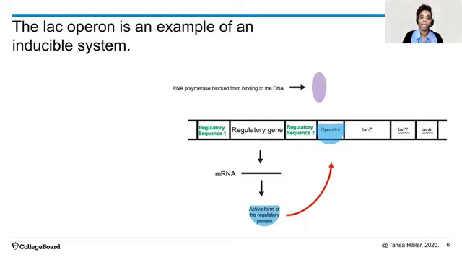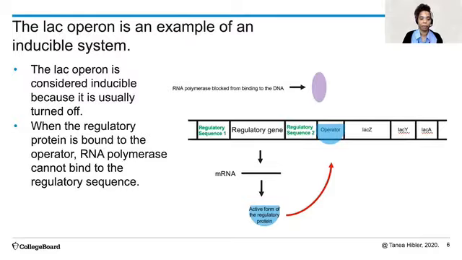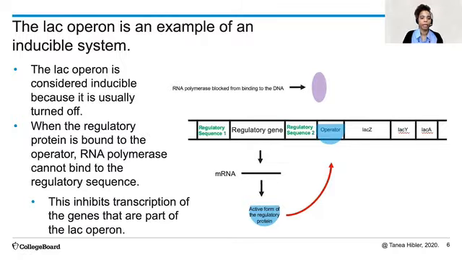The lac operon is an example of an inducible operon. It's considered to be inducible because it's usually turned off. When the regulatory protein is bound to the operator, RNA polymerase cannot bind to the regulatory sequence. So here we have a regulatory protein. It's going to be bound to the operator region of this operon. And you see the RNA polymerase that's purple here. It now cannot bind to the regulatory sequence and transcribe this gene. We need something to induce it. This inhibits the transcription of the genes that are part of the lac operon.